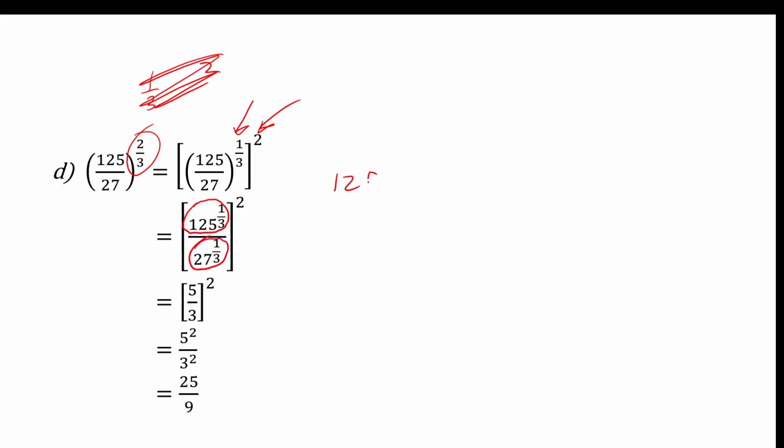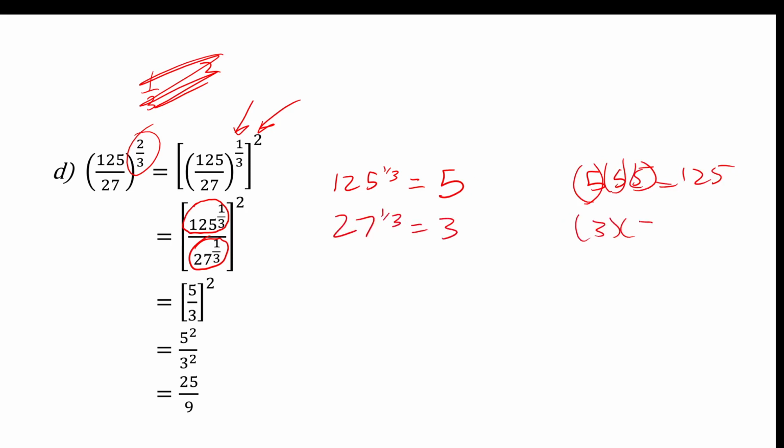Now, 125 to the 1/3 is equal to 5, because 5 times 5 times 5 equals 125. Okay? And 27 to the 1/3 is equal to 3, because 3 times 3 times 3 is equal to 27. So we can take this 125 to the 1/3, call it 5, and take this 27 to the 1/3 and call it 3.